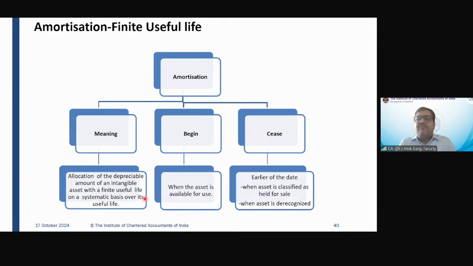So amortization will start from when? 1st of April or 1st of July? 1st April. Yes, in accounting books, 1st April. In income tax, the concept is put to use. Depreciation or amortization ceases when the asset is derecognized. If you have sold the asset, what will you depreciate? Or when the asset is classified as held for sale under Ind AS 105.